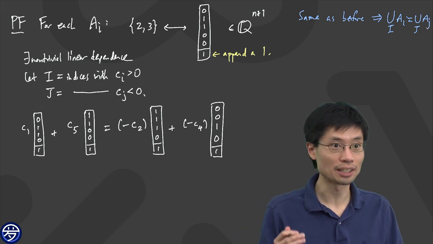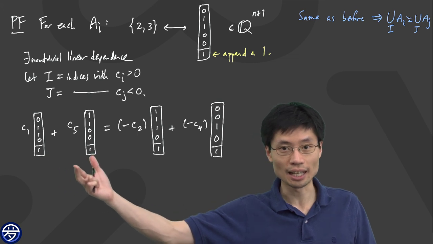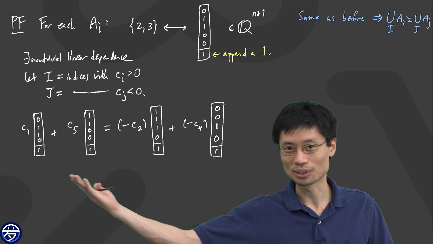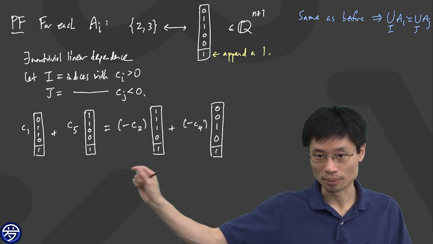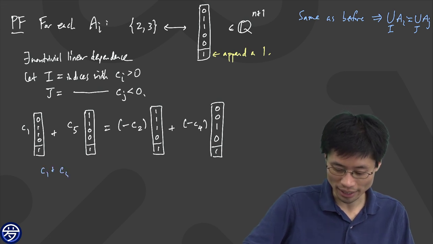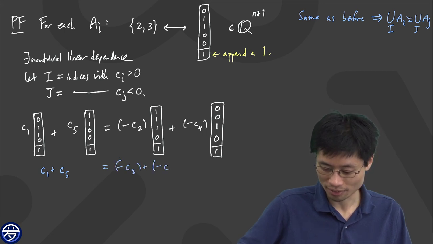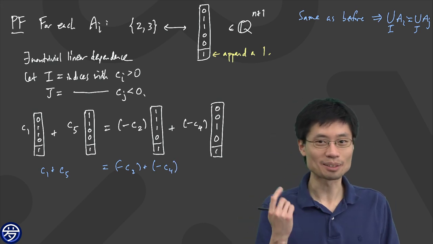But there's also something else that's new. You also now know that the sum of the C's on the left is exactly equal to the sum of the C's on the right. I wonder if that's useful. So you also know that since you look at the very bottom row, it tells you that C1 plus C5 is exactly equal to negative C2 plus negative C4. Okay, why is this important?